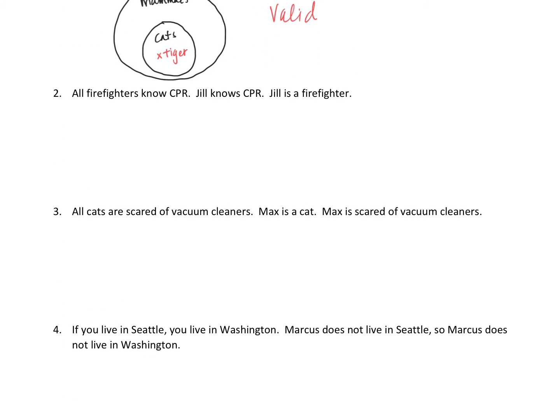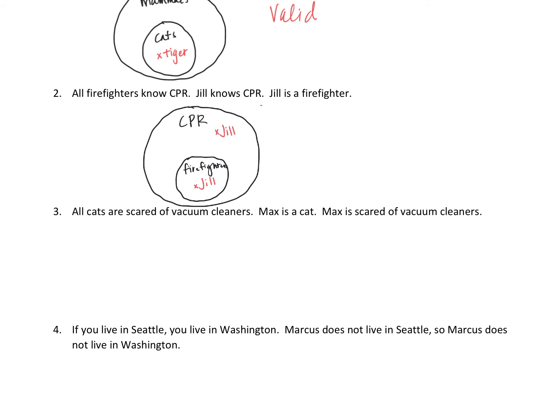Number 2, all firefighters know CPR. Okay, so CPR is the big circle because there are other people that know CPR as well. So firefighters live inside of this circle. So all firefighters know CPR. Jill knows CPR. So that means Jill has to be inside the CPR circle. But there's two different places we could put Jill. We could put Jill here, or we could put Jill here. All it says is that Jill knows CPR. So we don't know where Jill is.